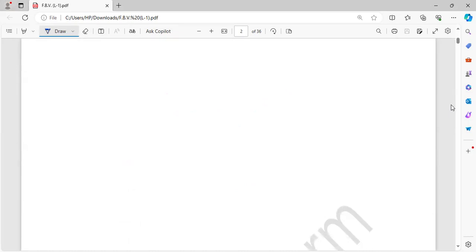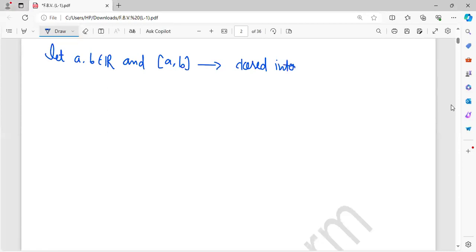Before starting the topic, functions of bounded variation, we have to attend to one or two things. First of all, let a, b belong to R, and take the closed interval [a, b]. So I am taking a closed and bounded interval.